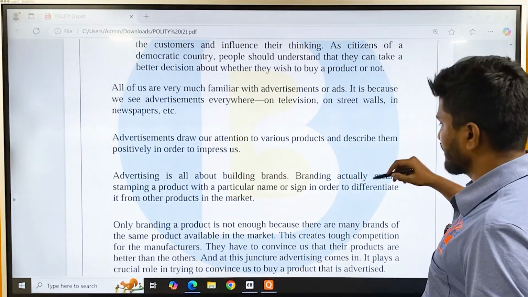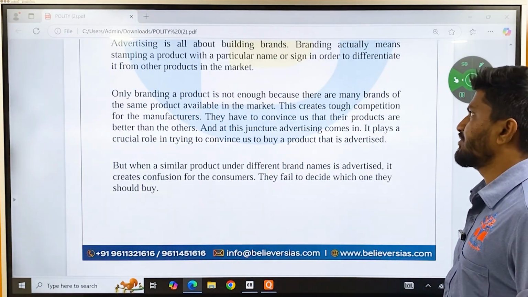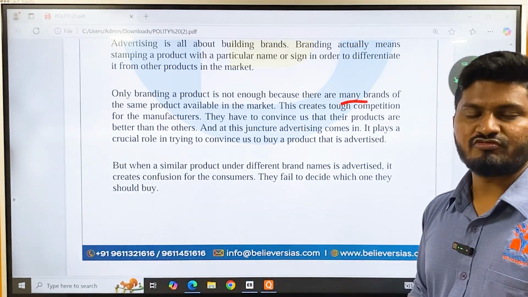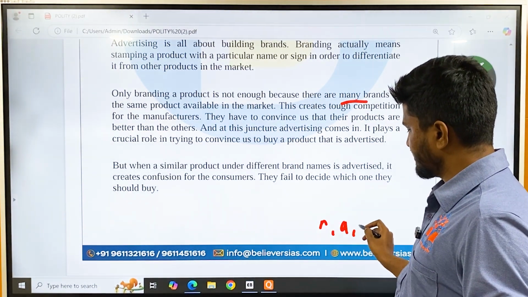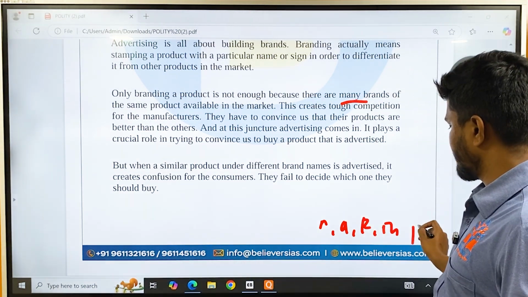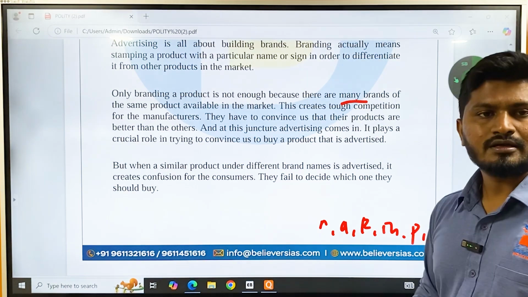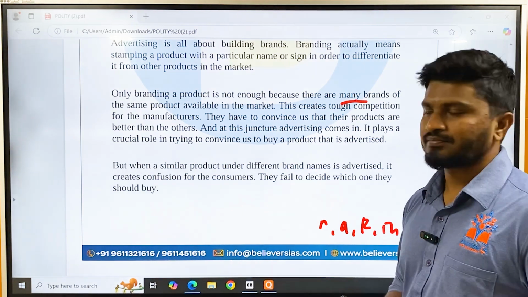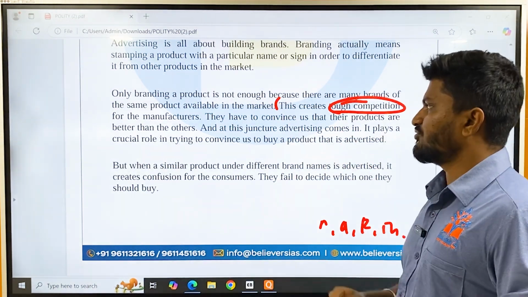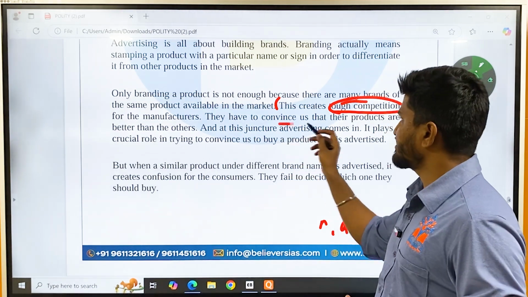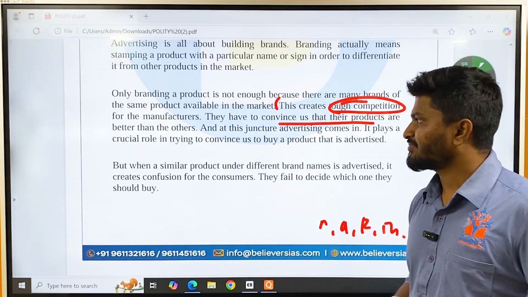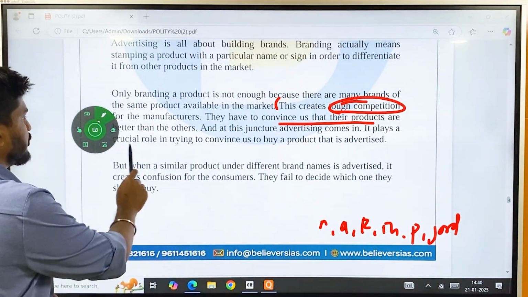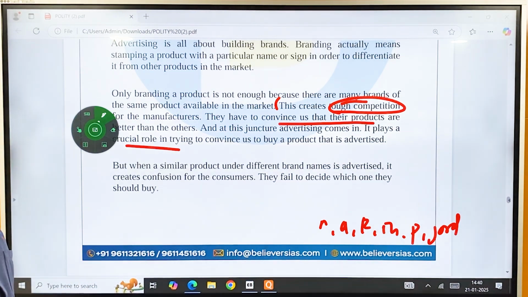Only branding a product is not enough, because there are many brands of the same product available in the market. If you want to go for sports shoes, there is Nike, Adidas, Reebok, Puma, Jordans, etc. So many companies and brands are providing the same product. This creates tough competition for the manufacturers. They have to convince us that their products are better than the others, and at this juncture advertising comes in. It plays a crucial role in trying to convince us to buy a product that is advertised.